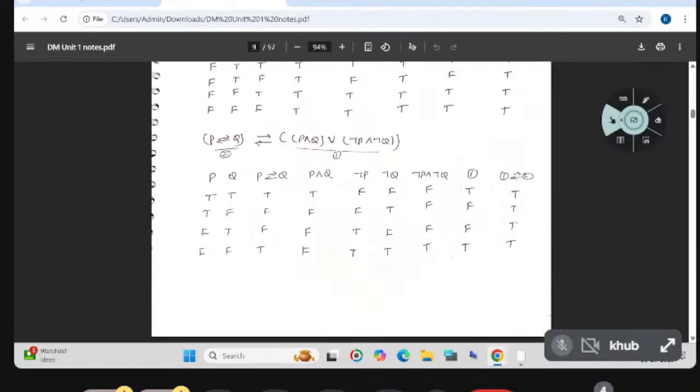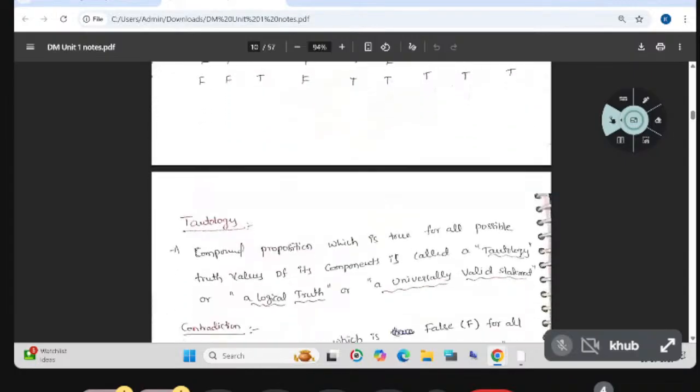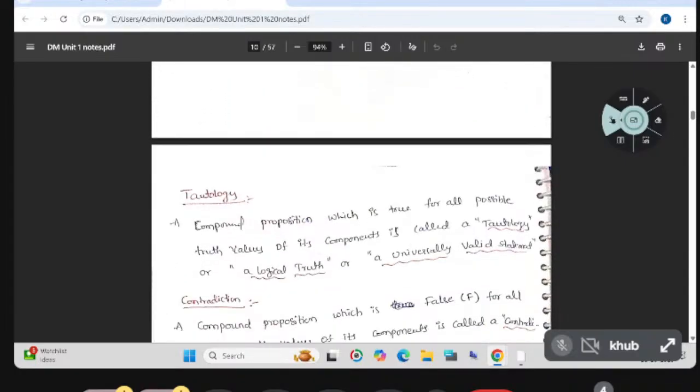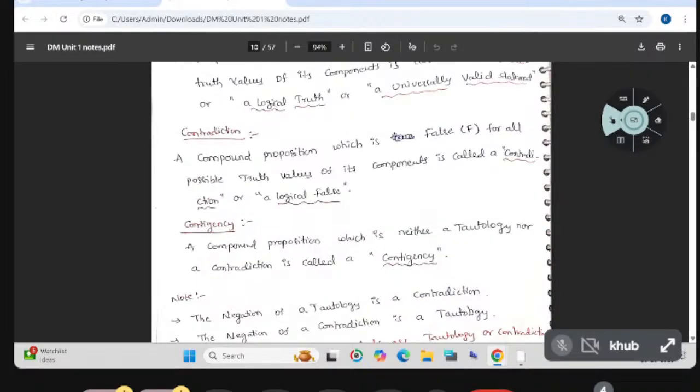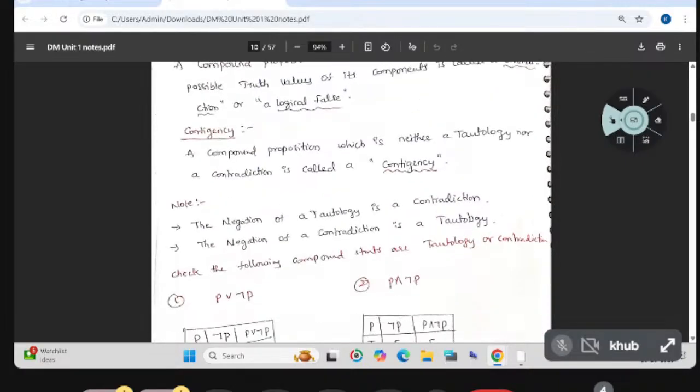So the last column you will be getting as true only. That is tautology only you will be getting. But how you are getting it, you just check. We have already seen this particular thing, that is tautology and contradiction. All true values, tautology. All F is your contradiction.